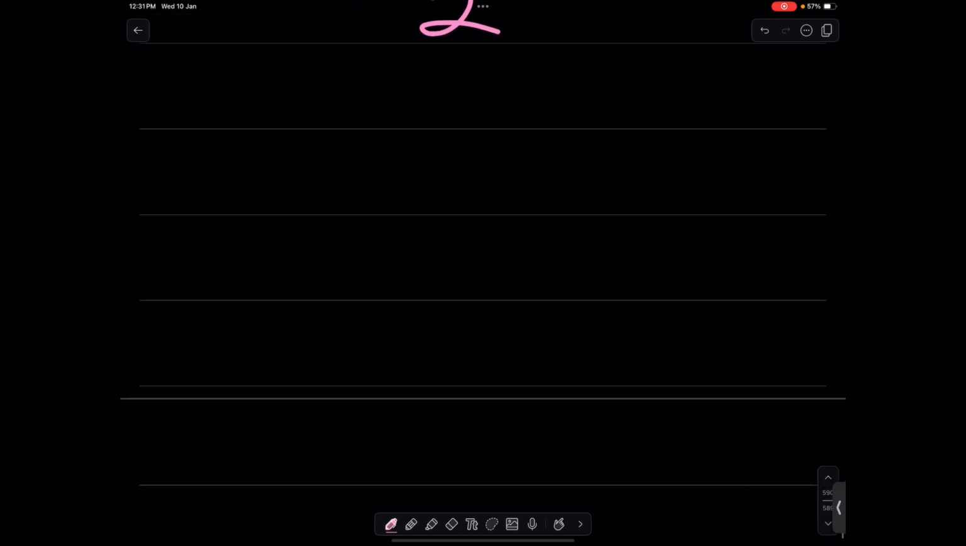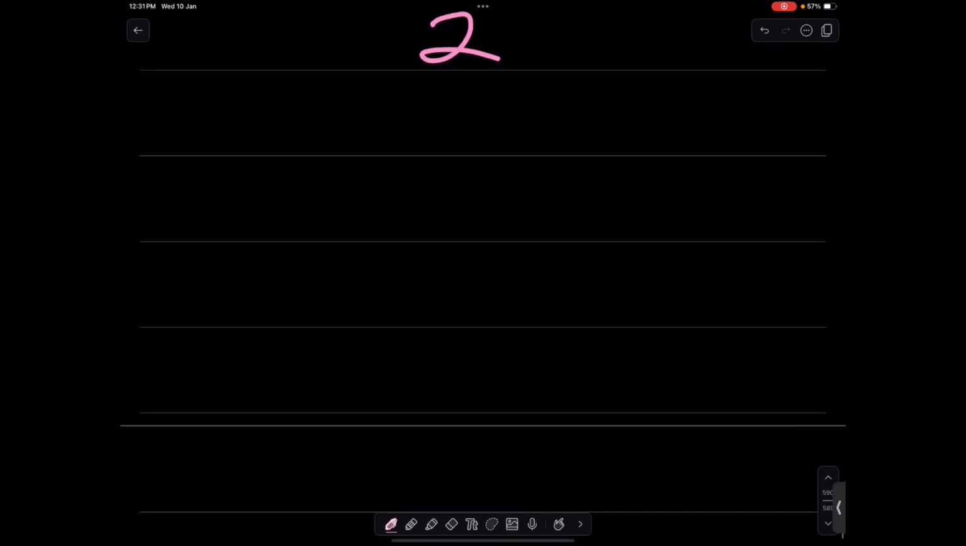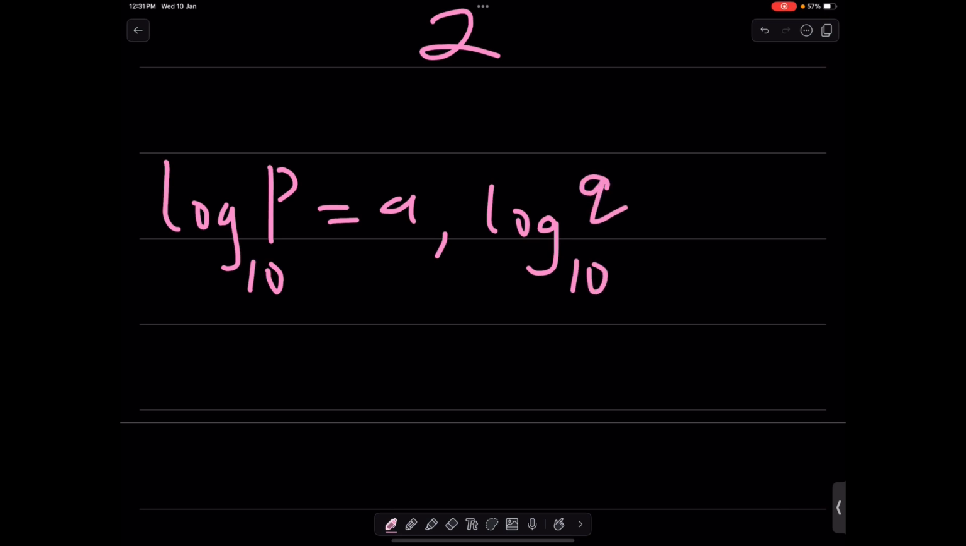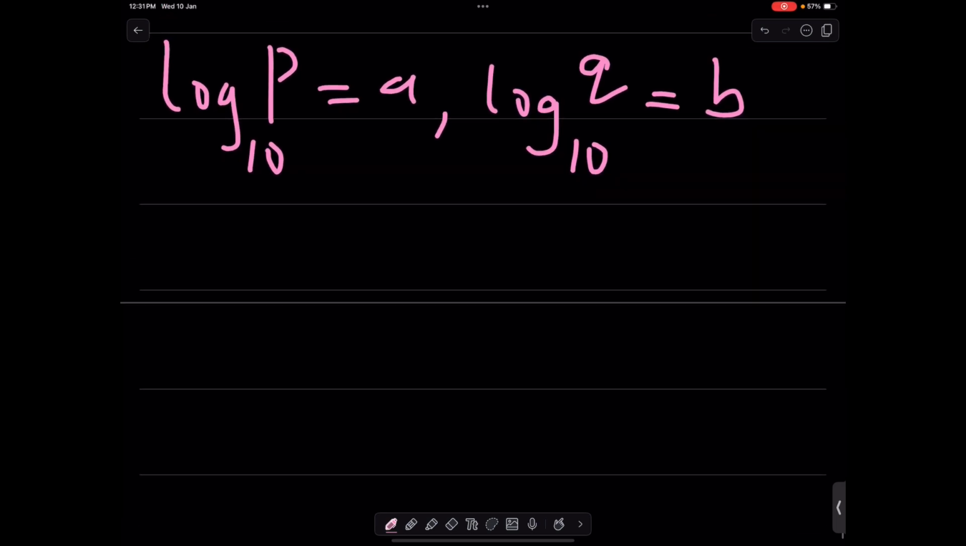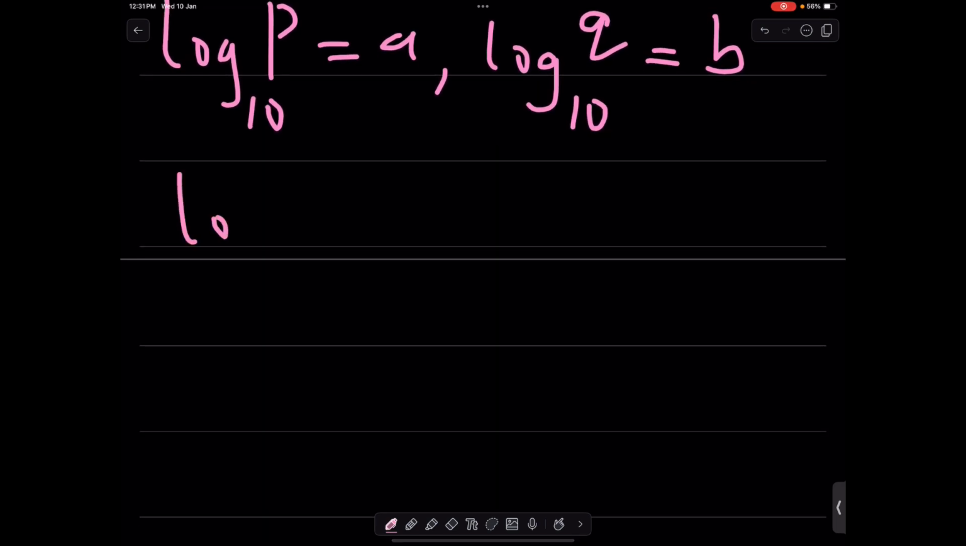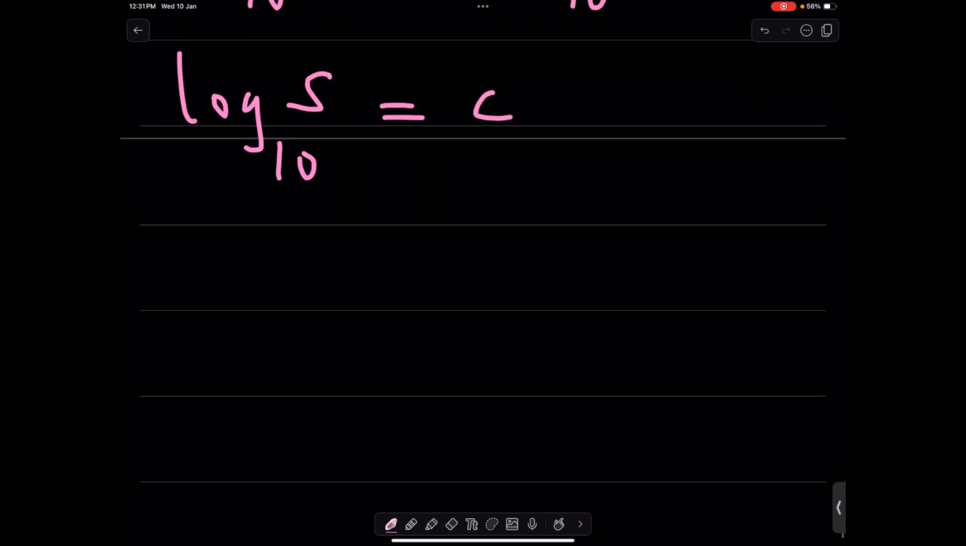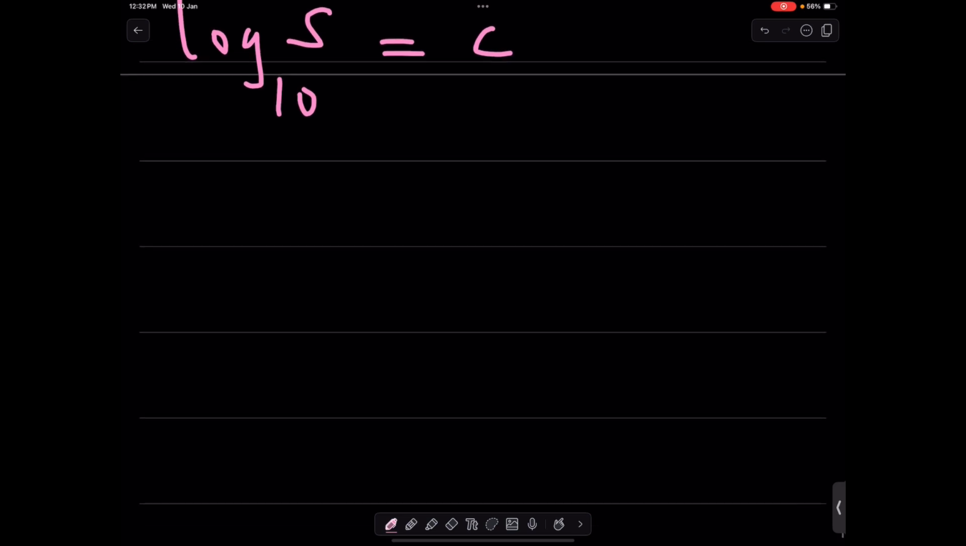Straight we go to the next, which is from year 2017. Given that log p base 10 equals a, log q base 10 equals b, and log s base 10 equals c, express log of p raised to the power 1 over 3 times q raised to the power 4 over s squared in terms of a, b, and c.